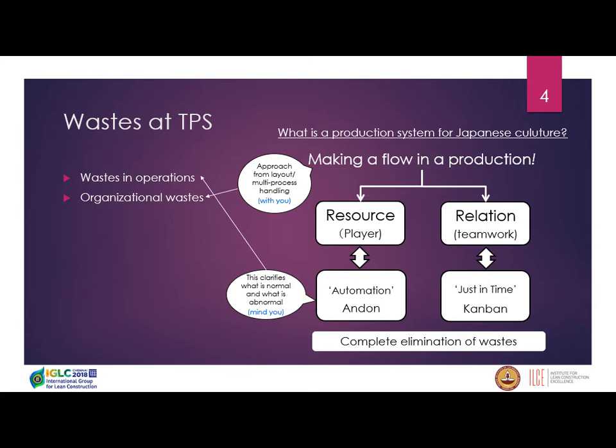And then he also applied the production system to baseball teams. Various visual management tools, representative tools such as Kanban, were installed to effectively observe the overall production system. So I'm not sure, but I think that the first approach is to reduce organizational waste, and the second approach is to reduce waste in operation.